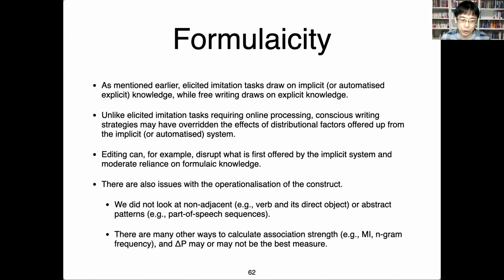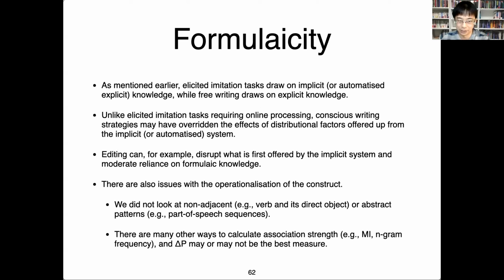And there are also methodological issues with the operationalization of the construct of formulaicity. We, for example, did not look at non-adjacent patterns like a verb and its direct object, or abstract patterns like part of speech sequences, both of which may influence what we consider as formulaic. There are also many other ways to calculate association strength, like MI score, n-gram frequency, and so forth. And delta P may or may not be the best measure. We've just started exploring this space of different measures.